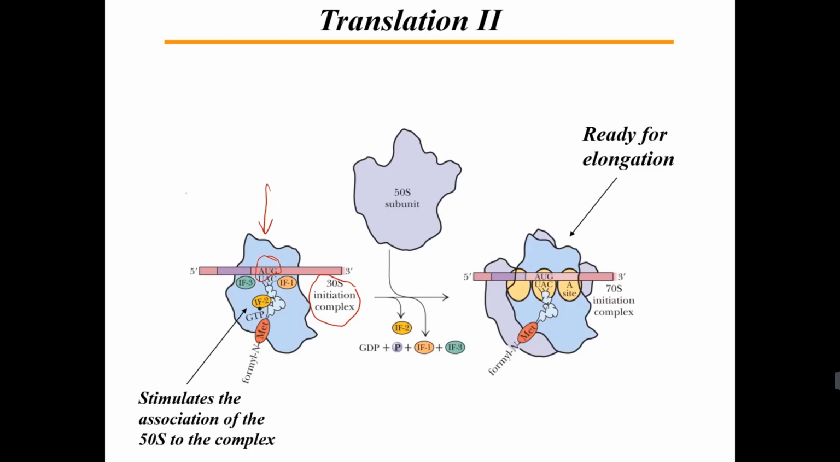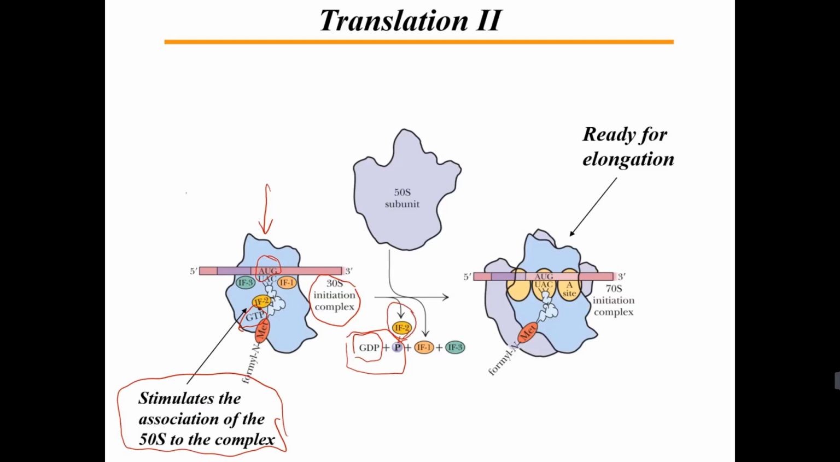Okay, so the next step in this process is that IF2 will stimulate the association of the 50S subunit to the complex. The GTP bound to IF2 is then hydrolyzed. So you get GTP hydrolysis to form GDP plus Pi. So that's released from IF2 upon hydrolysis, and it releases IF2 from the 30S initiation complex.